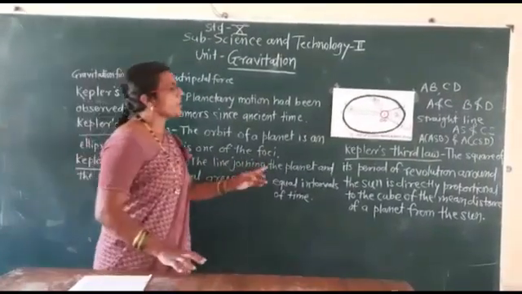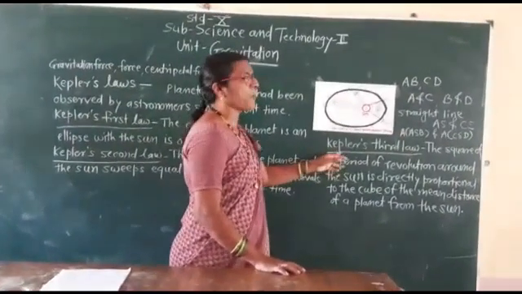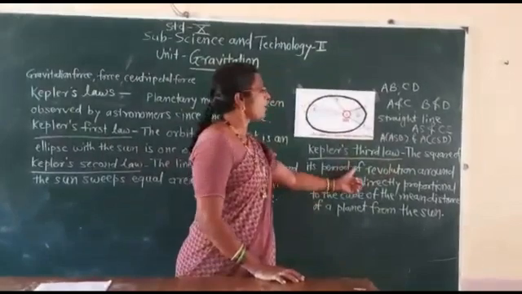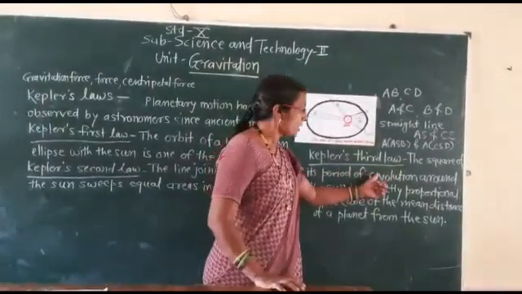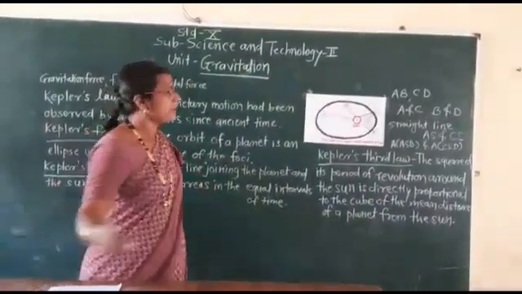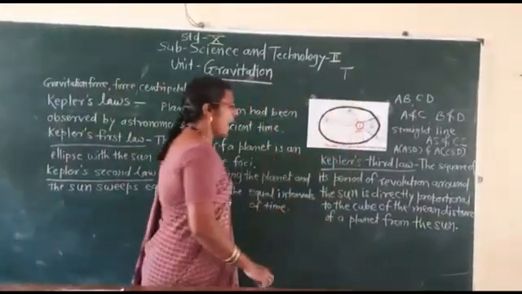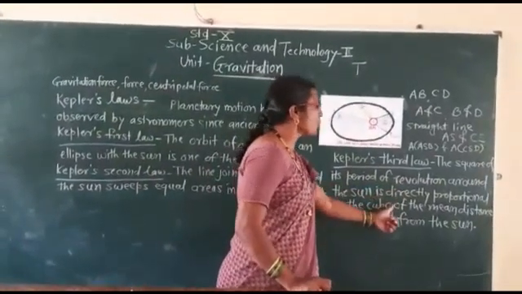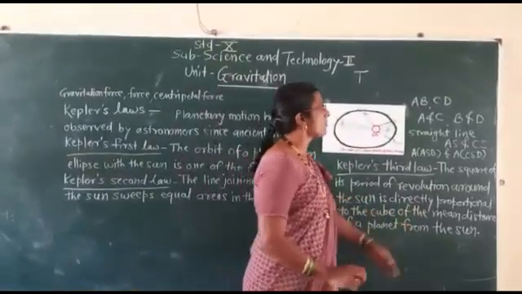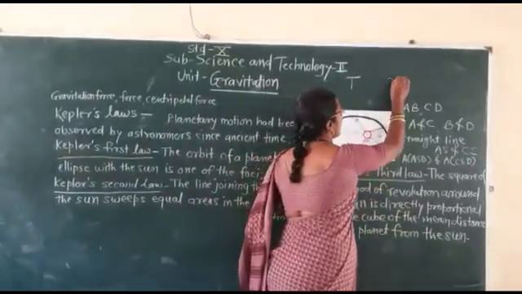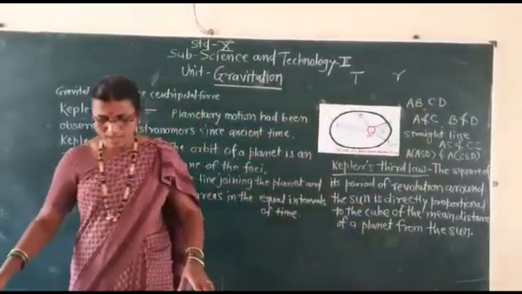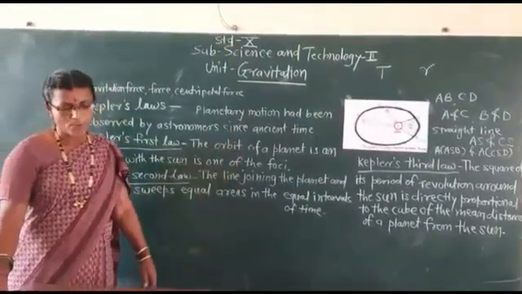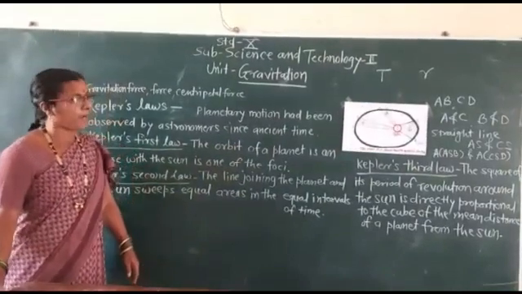At the end of this video, we study Kepler's third law: the square of the period of revolution around the sun is directly proportional to the cube of the mean distance of the planet from the sun. The period of revolution is denoted by T, and the distance is denoted by r.